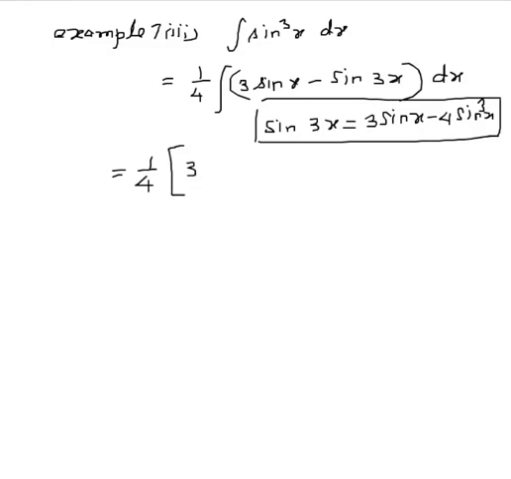Integral of sine x is minus cos x, and integral of sine 3x is minus cos 3x. Minus of minus will become plus cos 3x, and divide by the coefficient of x, and plus c.